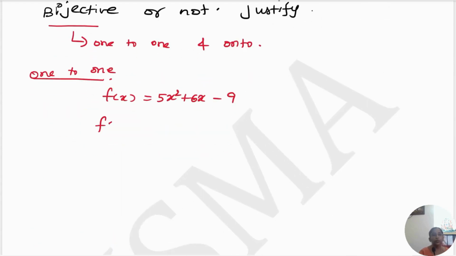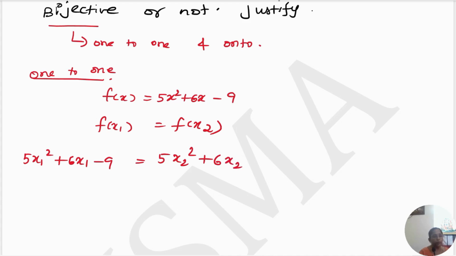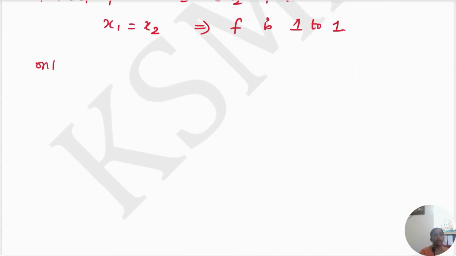If f of x1 is equal to f of x2, then our function is one to one. So check for that. 5x1 square plus 6x1 minus 9 is equal to 5x2 square plus 6x2 minus 9. So x1 is equal to x2. So our given function f is one to one. Next, checking for onto. Now we are given the same equation, y equals 5x square plus 6x minus 9.